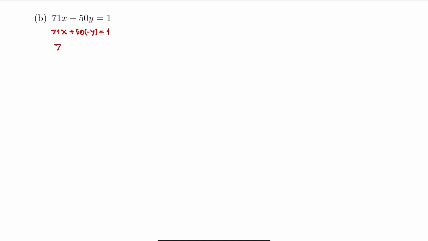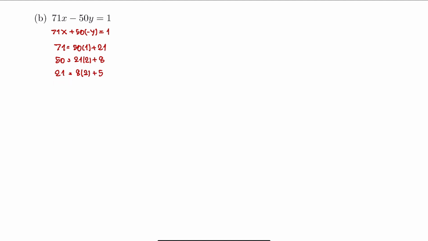So the first thing I'm going to do is to divide 71 by 50. So the remainder is 21. Next, I divide 50 by 21. So the quotient should be 2. And 21 times 2 is 42. The remainder must be 8. And next thing I'm going to do is to divide 21 by 8. So we're going to have 8 times 2, which is 16. So we're going to have 21 minus 16, which is 5.